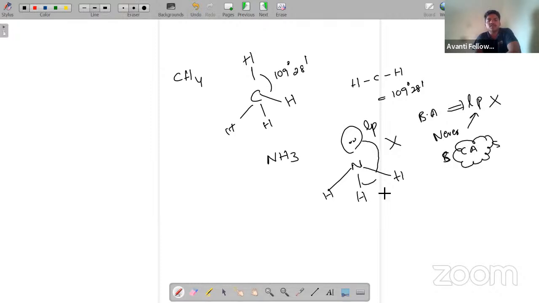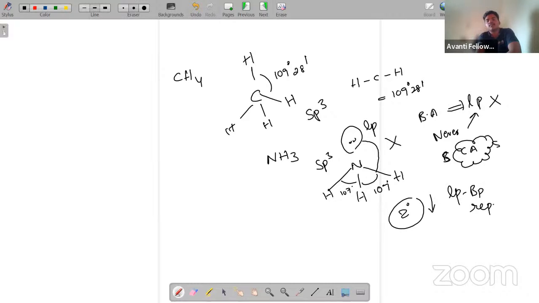So now this is 107 degrees and this is 107 degrees. Yes, this is sp3 hybridization and this is also sp3 hybridization, but still the bond angle is different here. There is a 2 degree decrease in the bond angle. Why? Because of lone pair bond pair repulsions.